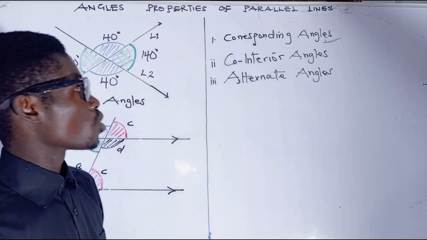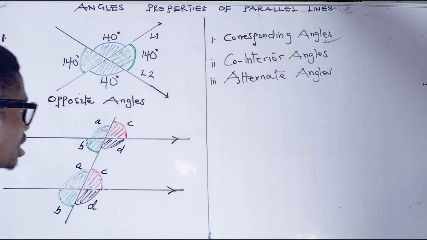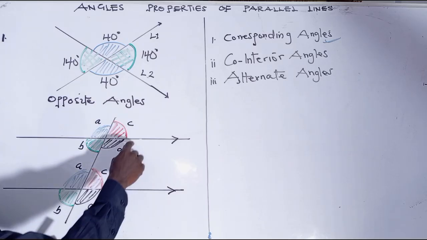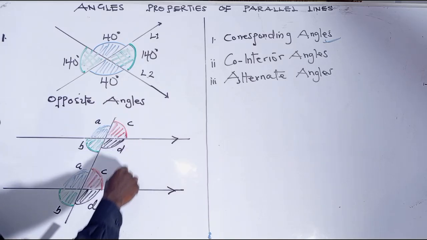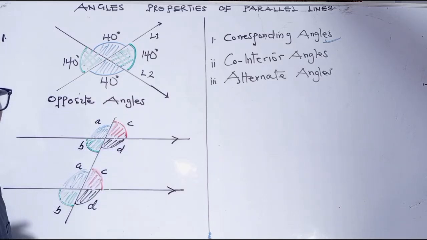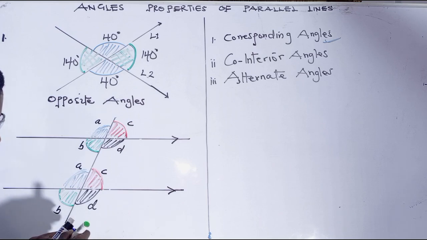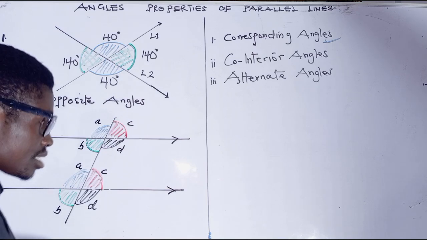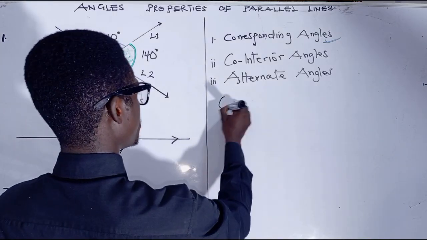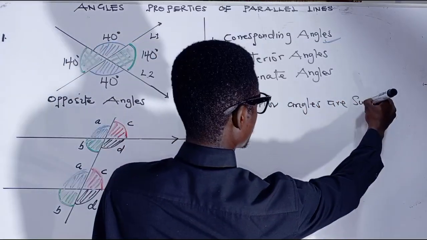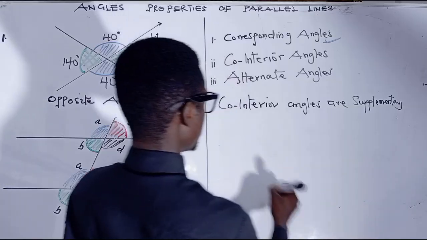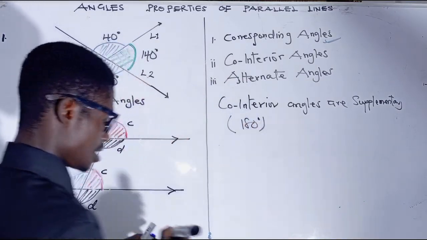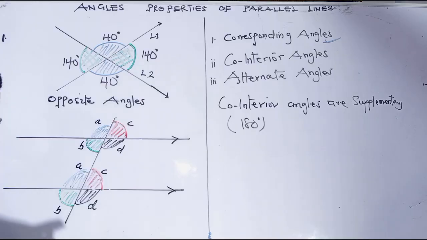Now let's look at the co-interior angles. The co-interior angles, we are looking at in between these two parallel lines. In between what? These two parallel lines. So with the co-interior angles, they are supplementary. Co-interior angles are what? Supplementary. That is, they sum up to 180 degrees.